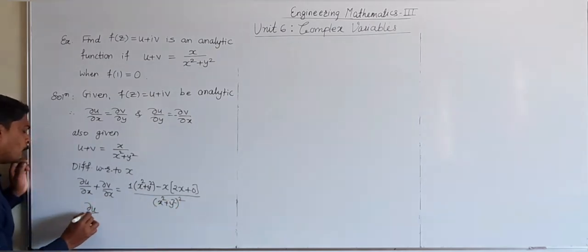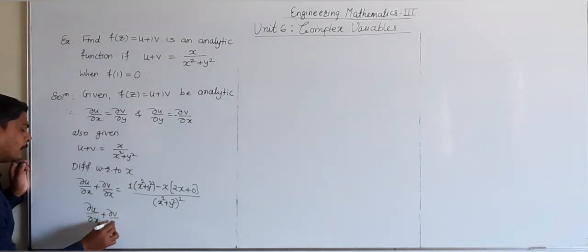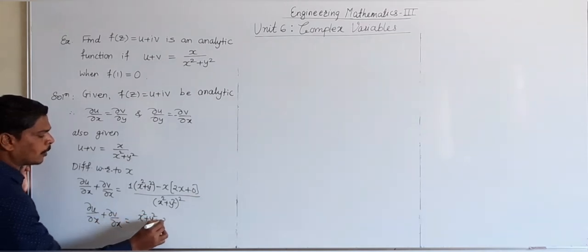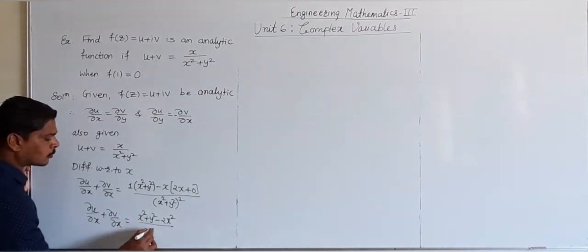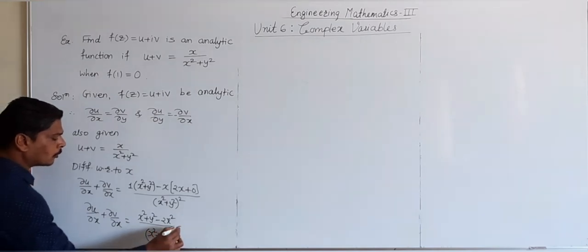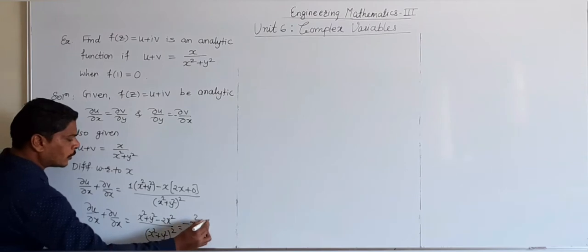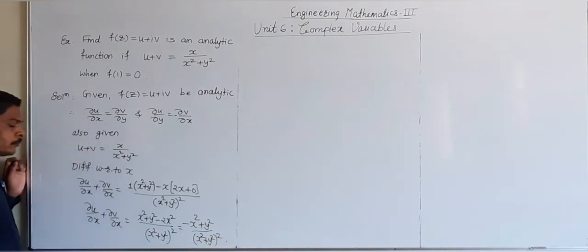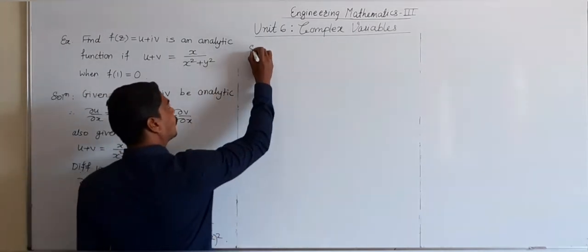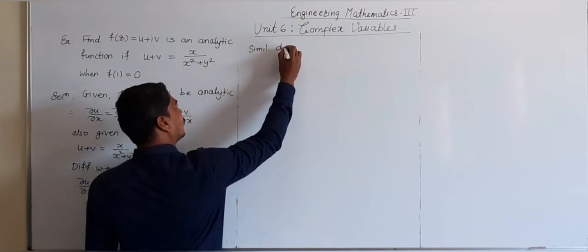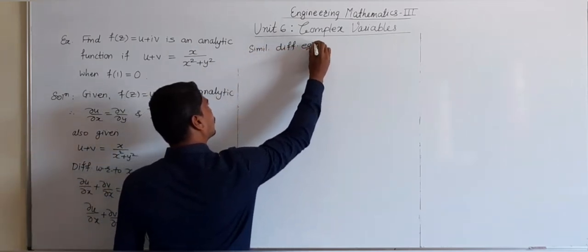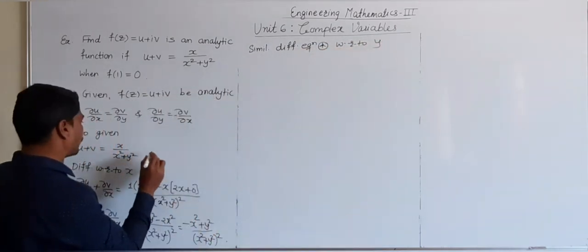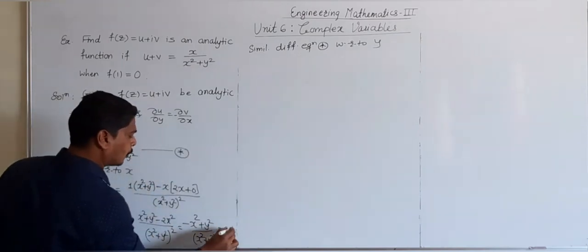So in that way we get ∂u/∂x + ∂v/∂x equal to, this function becomes (x² + y² − 2x²)/(x² + y²)². That means −(x² − y²)/(x² + y²)². Similarly, differentiate equation star with respect to y. So this is our equation star, and this is our equation number 1.